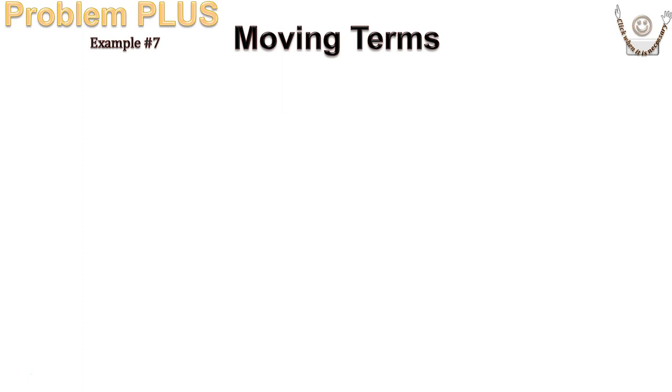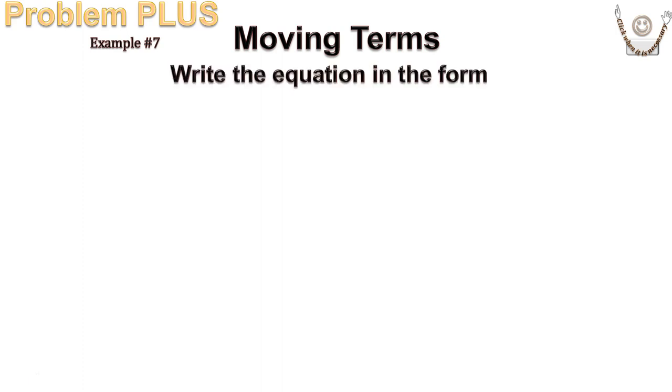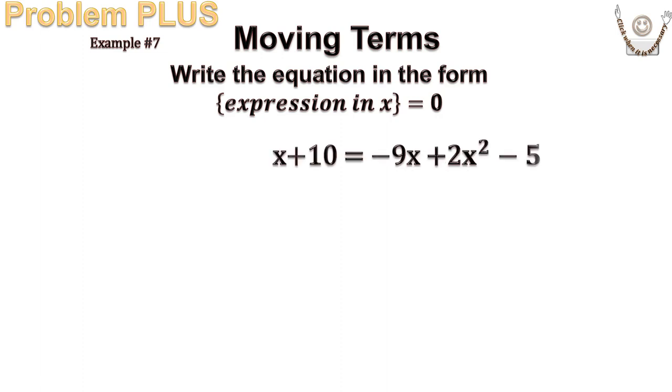Example number 7 is very helpful for your further classes because you will see requests like: write the equation in the form expression in x's equal to 0. They call this set equation to 0. That means that we have to keep all terms on the left side and the right side is supposed to be equal to 0. That means that we have to move negative 9x and positive 2x squared and negative 5 from the right to the left, changing their signs. That's it.